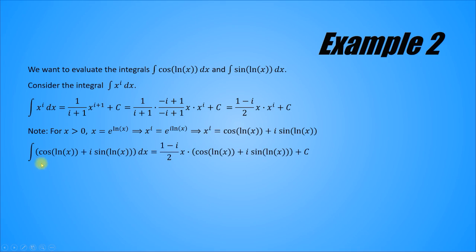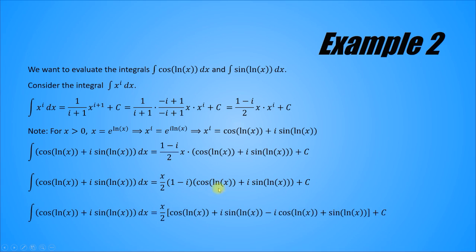So here, I've rewritten the integral of x to the i dx by substituting this expression in for x to the i here and here. All that remains is to split this thing up into real and imaginary parts and equate the parts. Now, I know that this is a lot to look at, so I'm going to tidy this up a little bit. I've collected the x over 2 right here, and here I've written the two binomials, 1 minus i and cos ln x plus i sine ln x. And in the next step, we're going to FOIL this out.